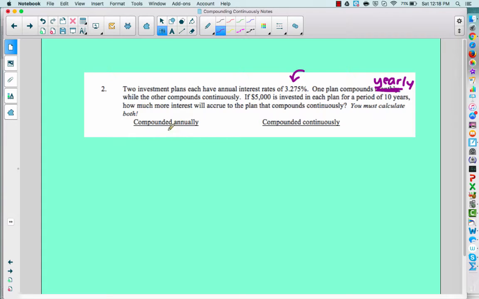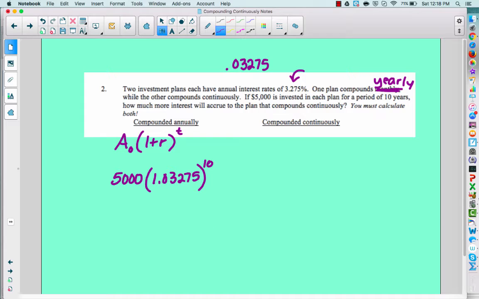All right, so let's do both. Let's see what we're going to have after 10 years compounding annually. So that's our normal formula, A sub 0 times 1 plus r to the t. Our initial amount was $5,000, and our annual rate is 3.275%. As a decimal, that's 0.03275. So 1 plus that is going to give me 1.03275 to the 10 years. We'll calculate that now.